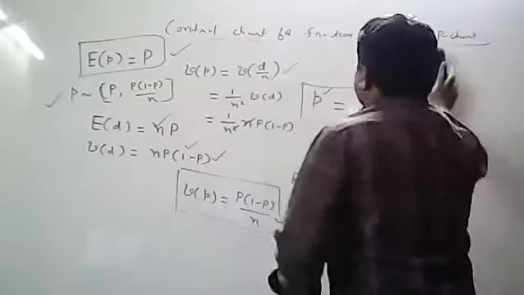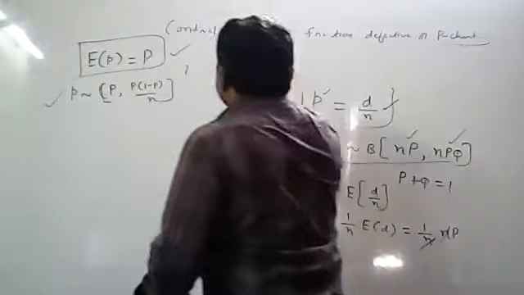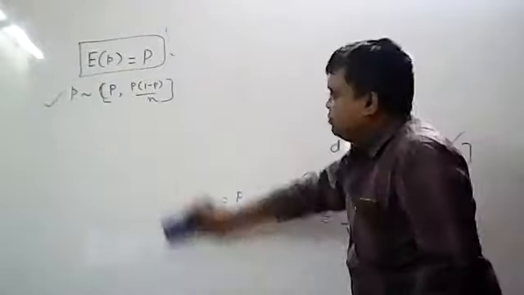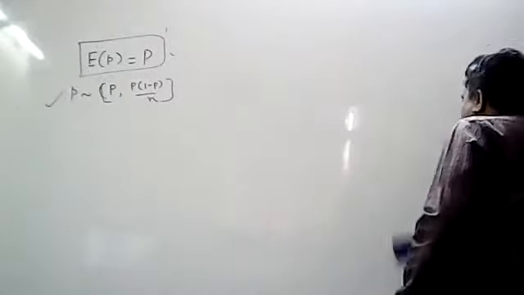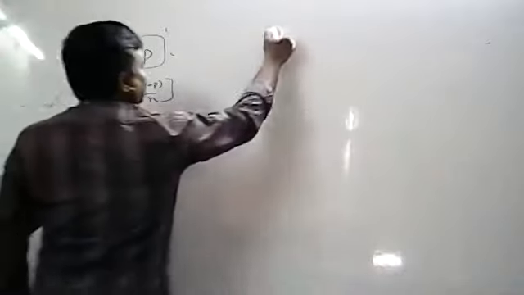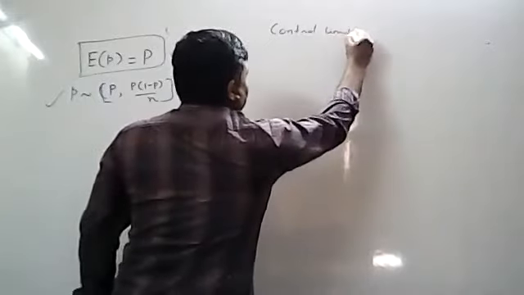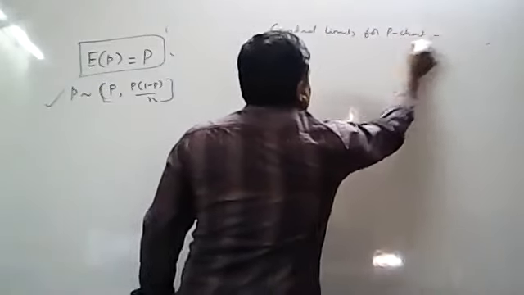Okay. So now I will calculate the control limits because I know what P follows. What is the mean of P? The mean of P is capital P. The variance of P is P into 1 minus P by N. So that means I can calculate control limits now. Control limits for the P chart.